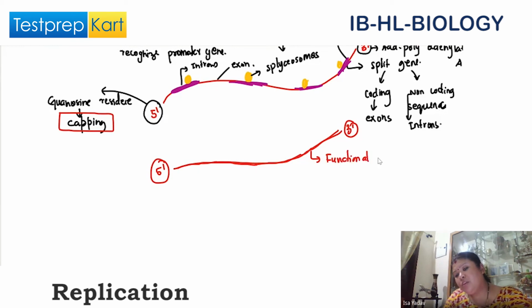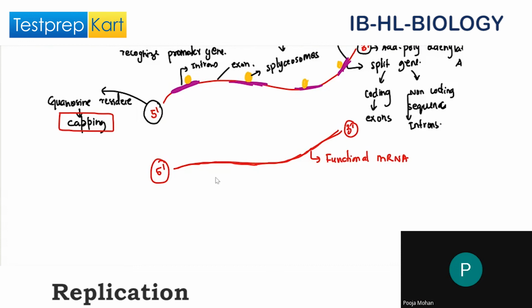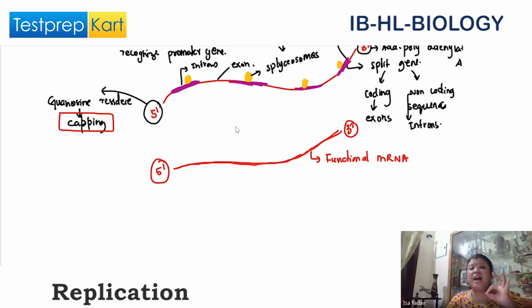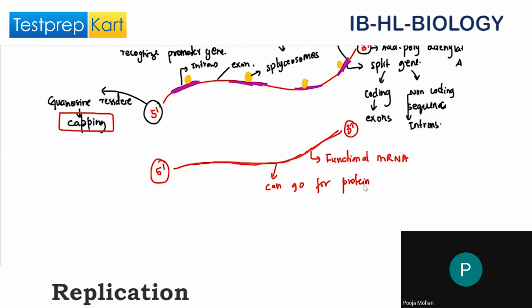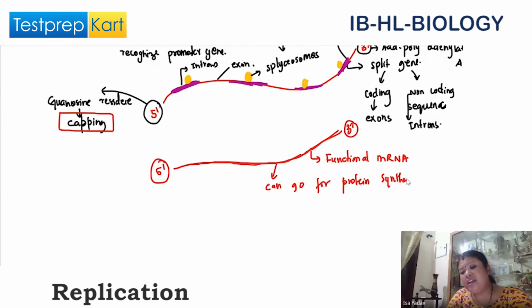Now this is called functional mRNA. M stands for messenger. Now you see the size of the RNA transcript and the messenger RNA. It's very short because we have removed the introns. Now this functional mRNA can go for protein synthesis.